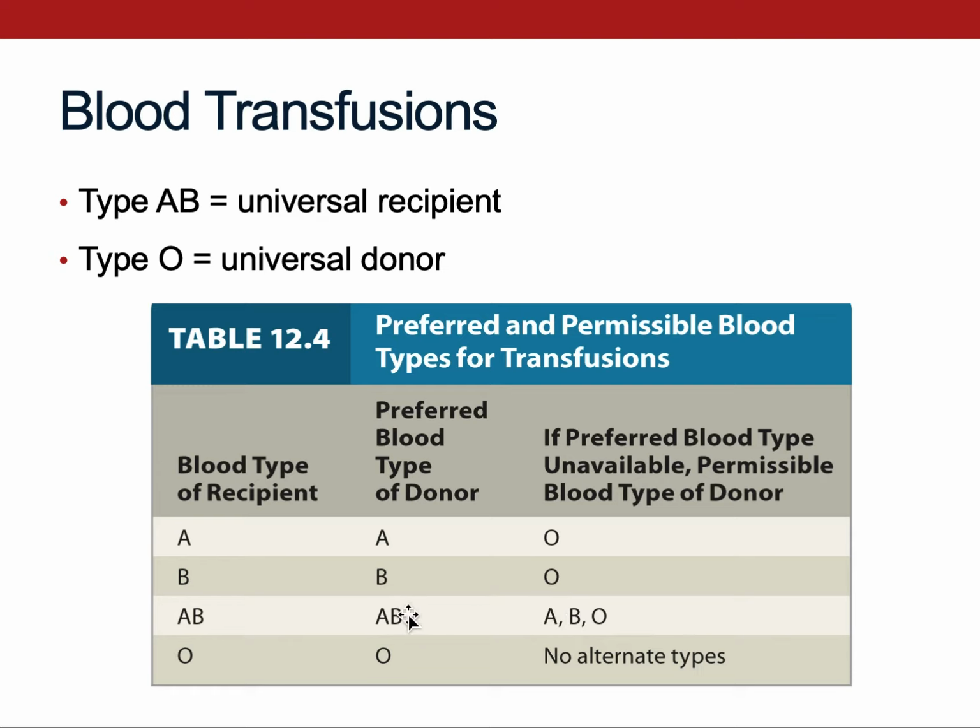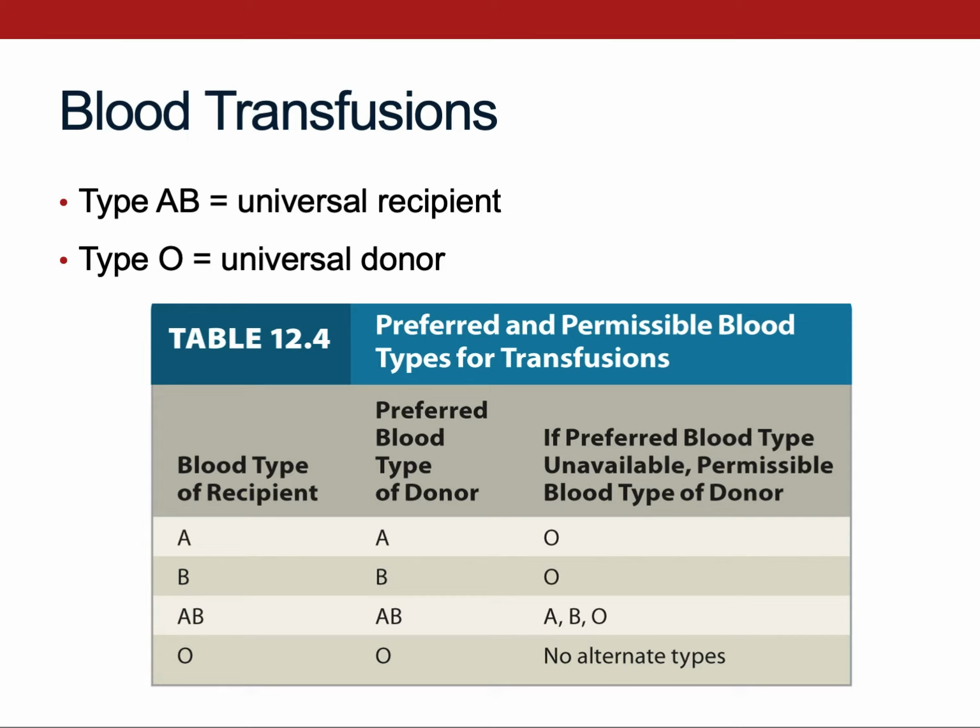Type O blood can only get O blood. If they got any of the other three types of blood that have A or B antigens, the antibodies in the O blood would fight off the incoming antigens and cause agglutination. So that's the ABO blood type.